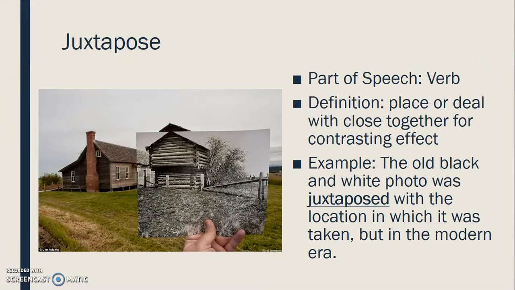Our next word is juxtapose. Juxtapose is a verb. The definition is place or deal with close together for contrasting effect. So for example, the old black and white photo was juxtaposed with the location in which it was taken, but in the modern era.